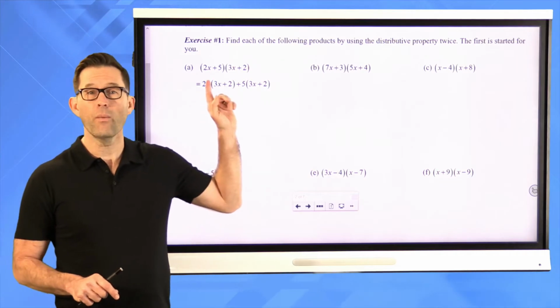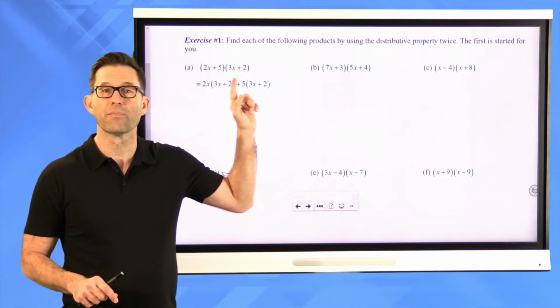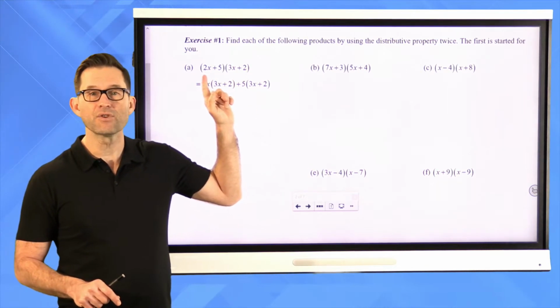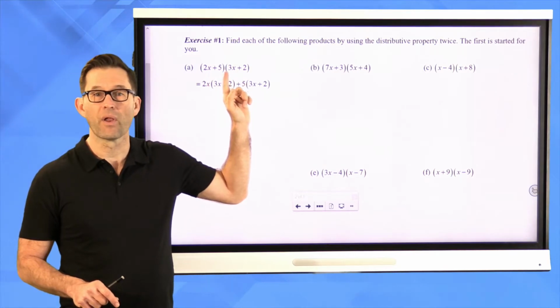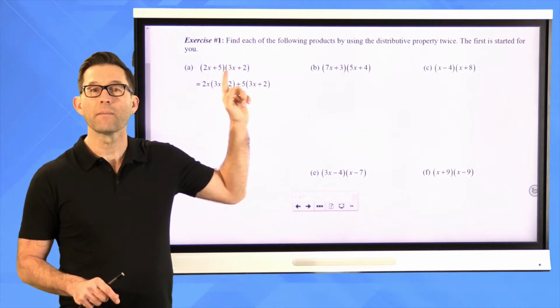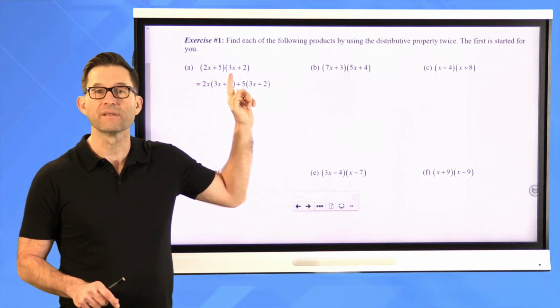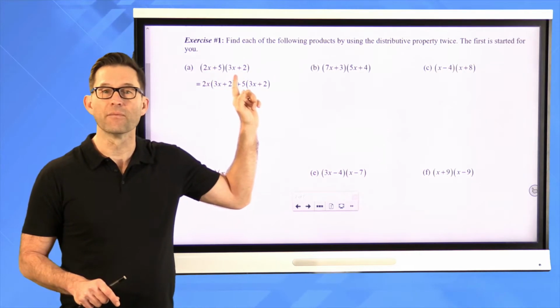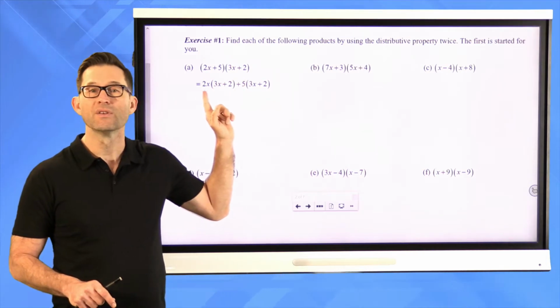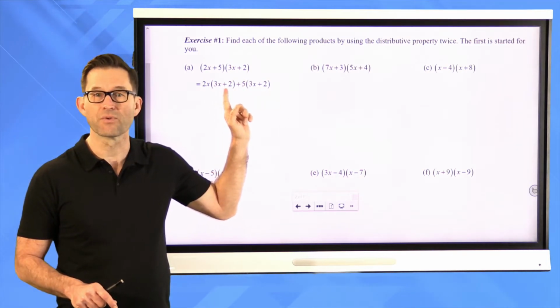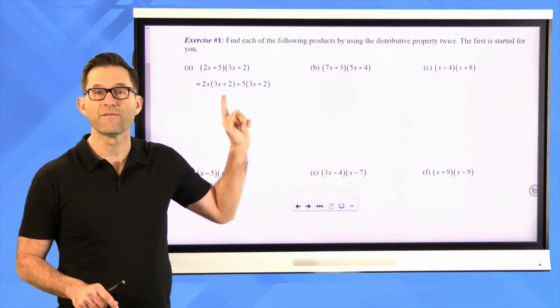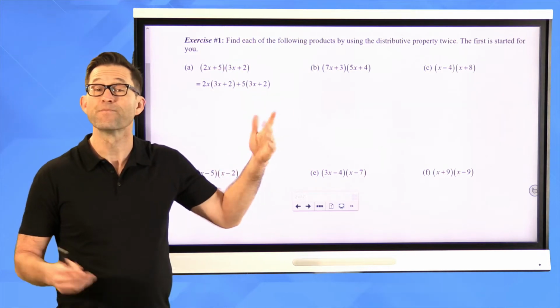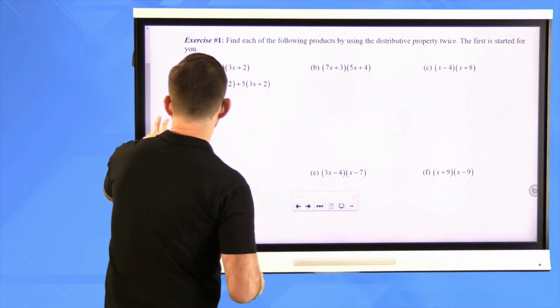But here, what we have is these two things multiplied by these two things. Now with distribution, we typically take this and multiply it through these two. What I'm going to be doing is taking 2x and multiplying it by 3x plus 2, and then I'm going to take positive 5 and multiply it by 3x plus 2. So I begin with 2x times 3x plus 2, plus 5 times 3x plus 2. Now, how do I proceed? Well, let's do it.